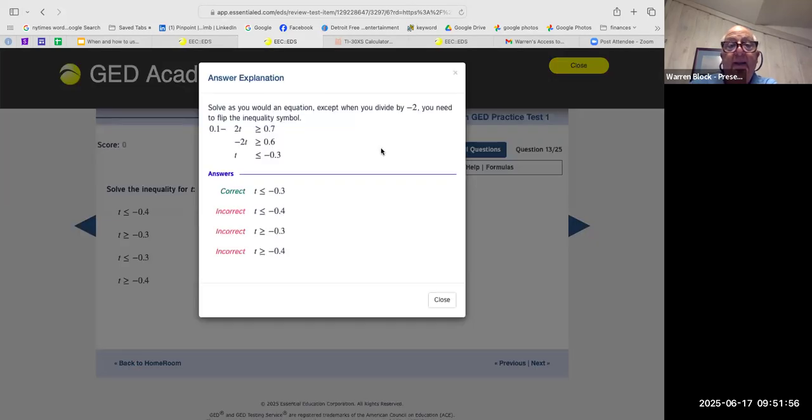But they explain it. Do it algebraically, do it on your piece of paper. Don't do it in your head. Work it out. And the thing to remember is when you divide inequalities by -2, the inequality sign changes direction. So, any questions on that?